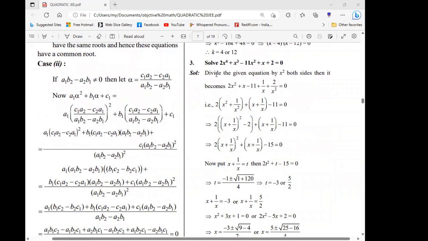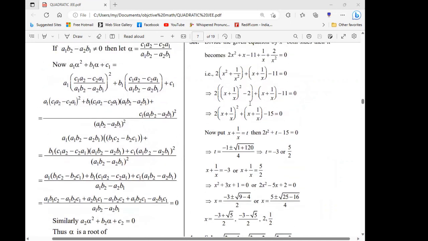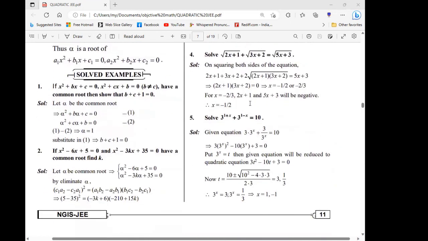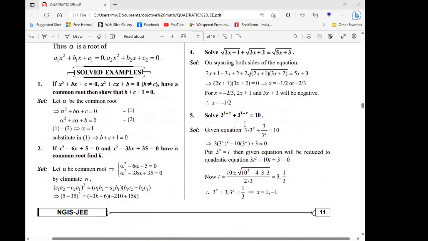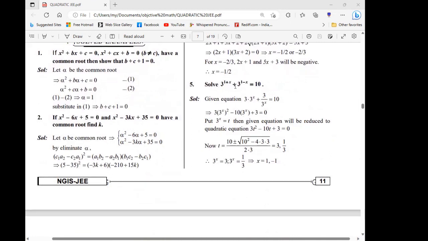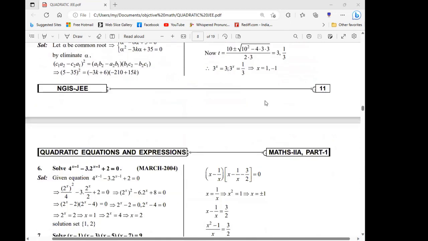Now, question number 3. Solve 2x power 4, x power 5, minus 12x square plus x plus 2. So this is called a reciprocal equation. Later we will discuss this in the next chapter. I will teach you in the next chapter. And this kind of equation we will also discuss in the theory of equations. And if you're interested, you can solve this equation. Take 3 power x is equal to 10. You can solve these equations also.